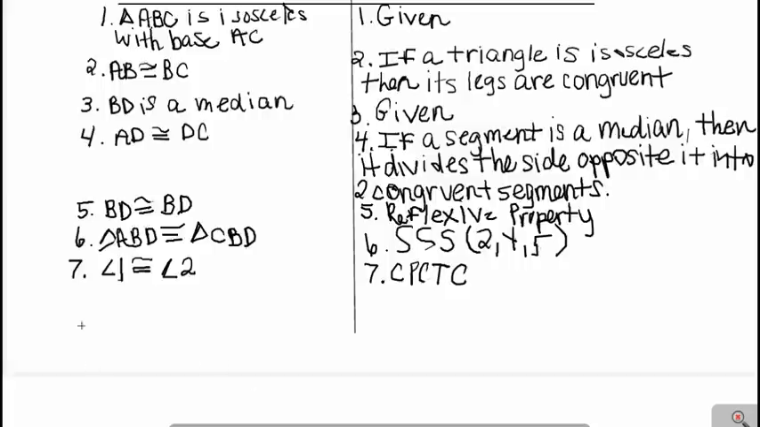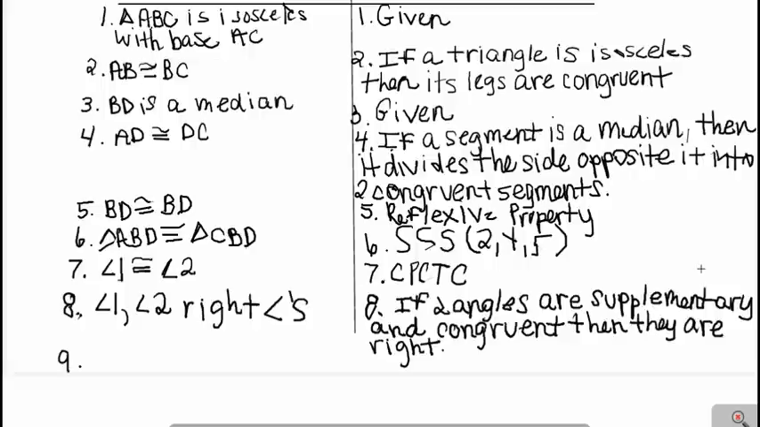So now we can just go straight to saying that since we know they're congruent and we know they're supplementary just from looking at that diagram, angles 1 and 2 are right angles by our new theorem: if two angles are supplementary and congruent, then they are right angles. And now that we know those two angles are right angles, we can reach our final conclusion, which was that BD is an altitude of the triangle.